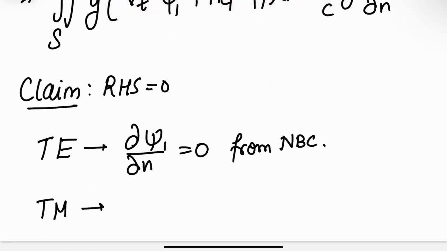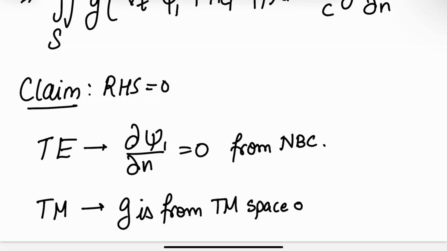Right? So I'm looking for solutions where psi1 is a TM mode. I can also choose G to be TM. So I'm choosing G from an admissible space of all TM solutions. G is from TM space solutions, and I can choose that. And it's not unreasonable to say that since I'm looking for psi1 as a TM mode, G also comes from the space of TM modes, right?